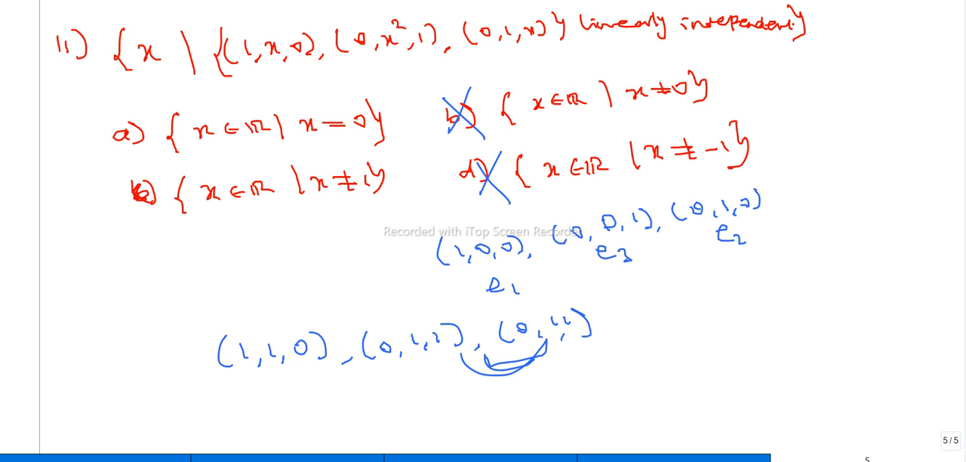Now, if we substitute x equal to minus 1, what you will get? You will get 1 comma minus 1 comma 0, and then 0 comma 1 comma 1, and then 0 comma 1 comma minus 1. Okay. Now, is it linearly independent or not? That means it is possible to write one as a linear combination of the others.